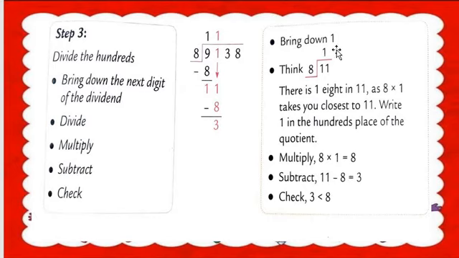Bring down a 1. Think: 8 ones are 8, 8 in 11. Okay, is there an 8 in 11? Yes, as 8 ones are 8. Take the number closer to 11. So what to do then, all students? The closer one is 8. Okay, so write a 1 in the hundreds place of the quotient.